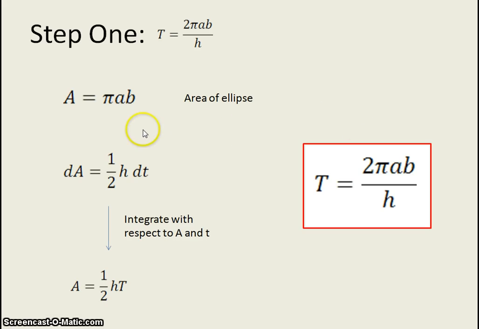Step 1. Okay, so we first need to know the area of an ellipse, which equals pi ab, and a and b are just the major and minor axes. If there's not a 2, it's the semi-major and semi-minor axes, which just means half of that.